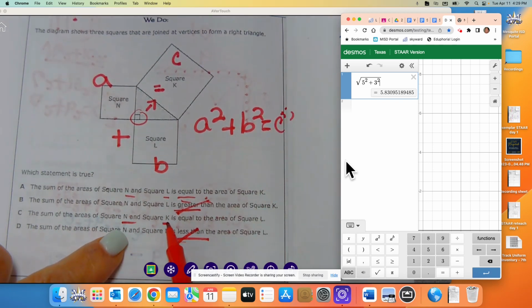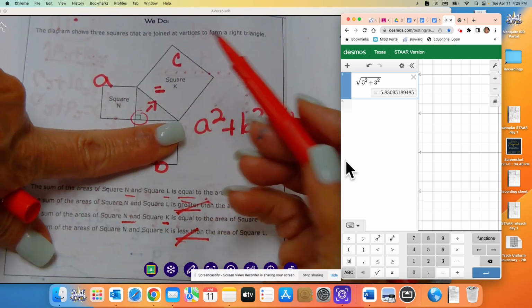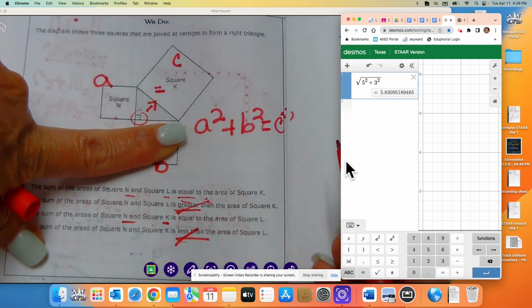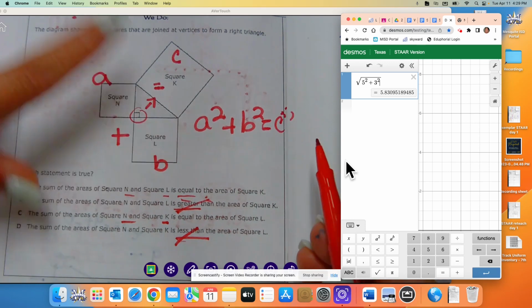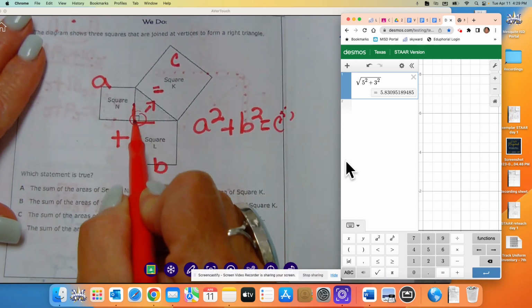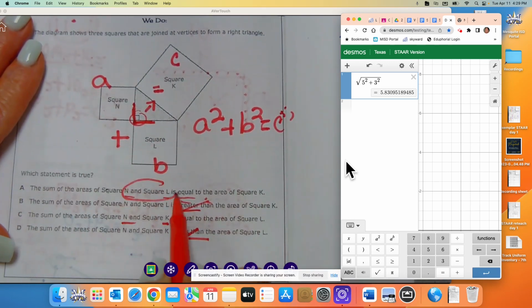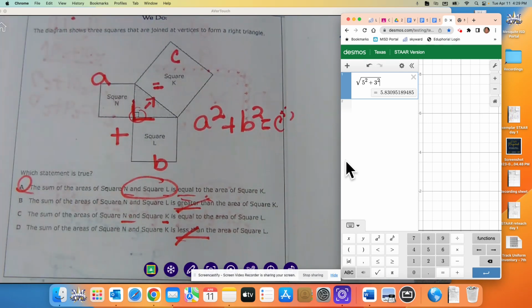And it's the two smaller squares, the two squares that form that right angle. This tells us N and K. Well, that would be these. Guys, that's not the two smallest. And not only that, it doesn't form that right angle. What forms that right angle are N and L. These two here. So letter A.